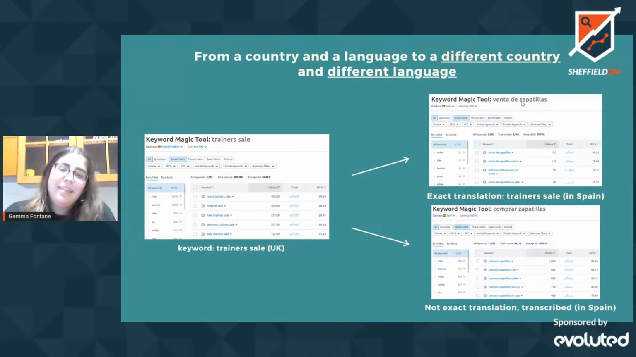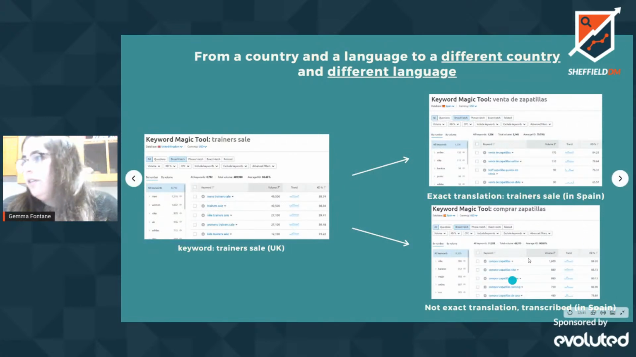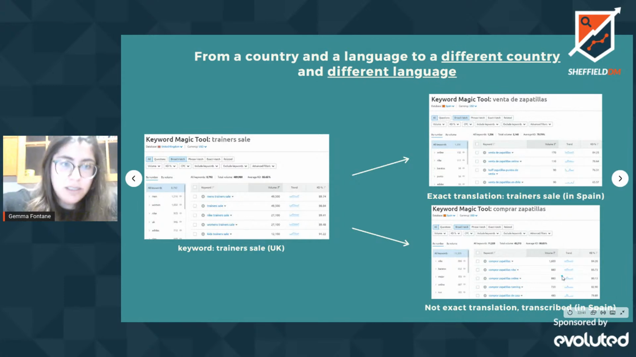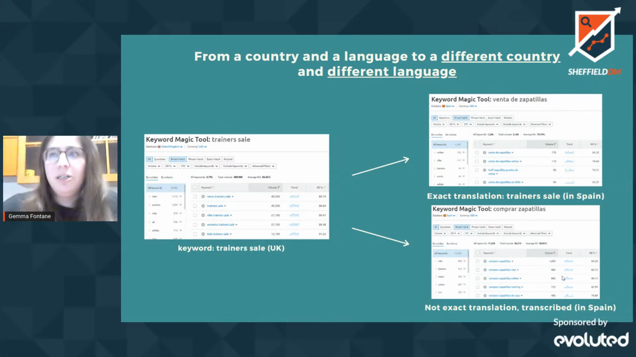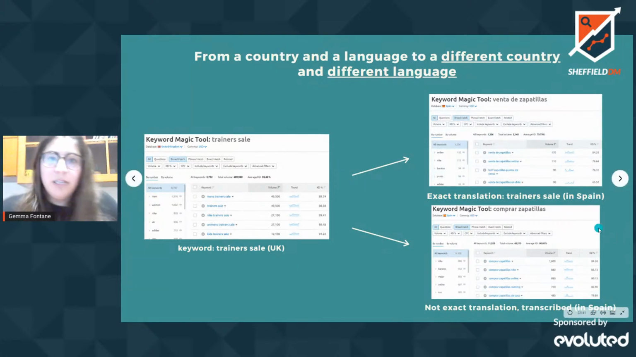No. The thing is that in Spain, we don't use trainers or the product plus sale. We do it like buy plus product. It's a little bit different how we write this sentence. And if we look at it that way, it's almost 2,000 searches per month. So yeah, people in Spain also wear shoes. So this is really important to know, because it's not only the keyword, it's the whole expression that maybe is written differently, or people in this country write it differently online.